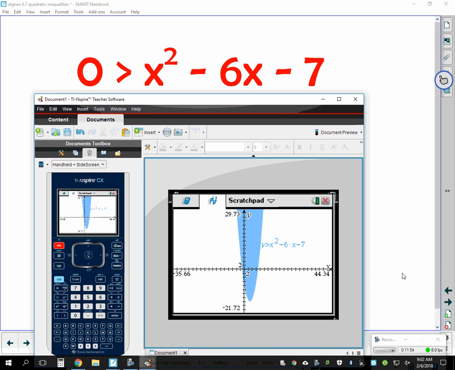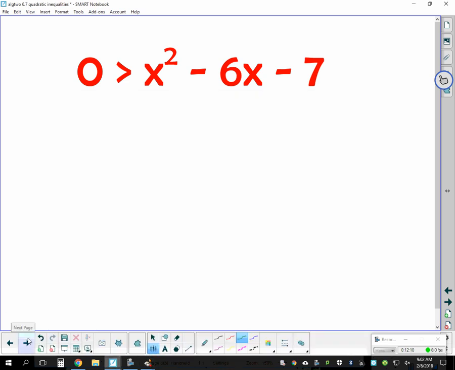Are the points on the parabola solutions? No. Why were they last time but not this time? Yep. If it's equal to with that solid line, then they are solutions. And if not, then they're not. Are you guys good with this lesson?